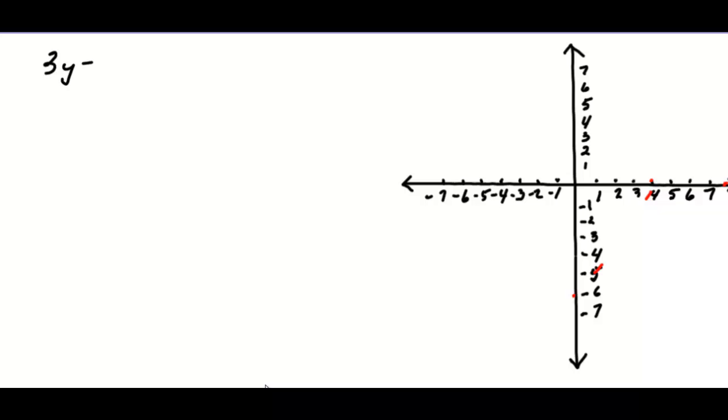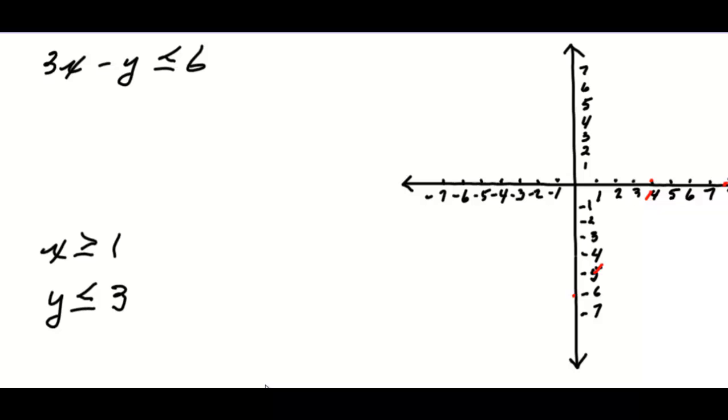Let's write that again. 3x minus y is less than or equal to 6. The other two, x is greater than or equal to 1, and y is less than or equal to 3. Those we can go ahead and graph right away, so that's why I like to do those first.